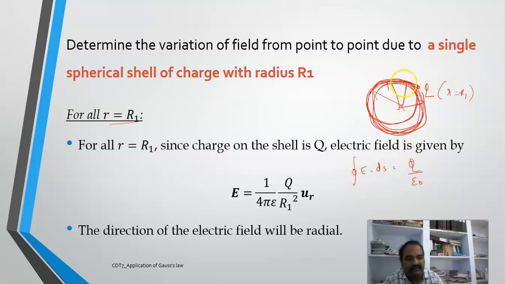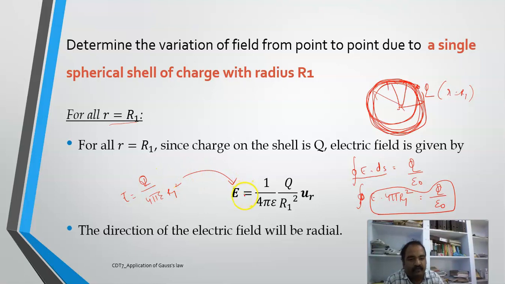So what is the entire surface area of this charge? It is the surface area of the sphere, so the closed integral of ds is equal to 4 pi R1 square, since the point is at R1, right? Solving this equation, E is equal to 1 by 4 pi epsilon R1 square into Q. This is what I have written here. The direction of the electric field will be radial, coming out of the surface, right?